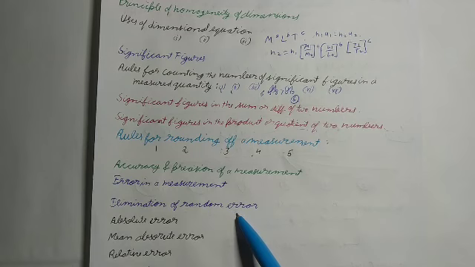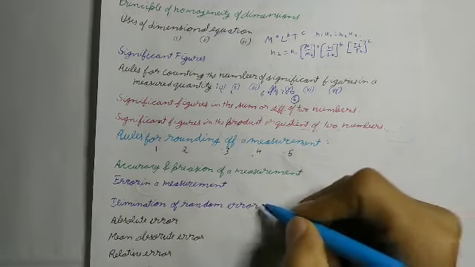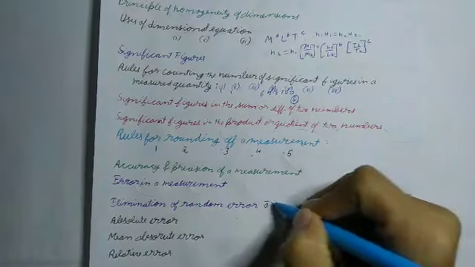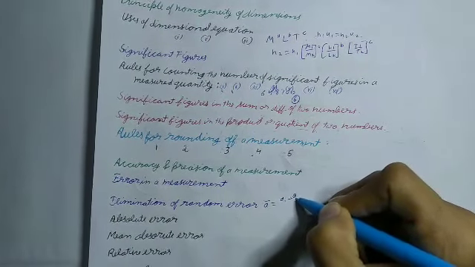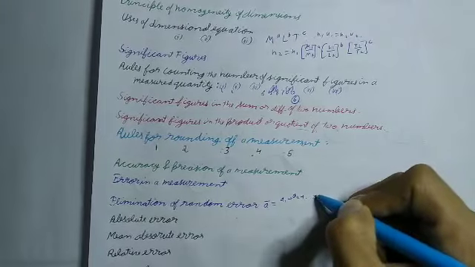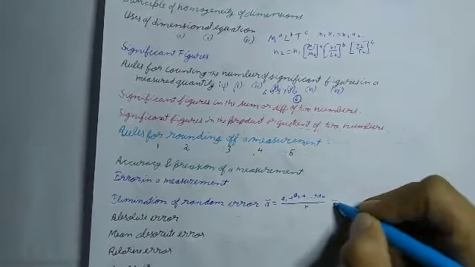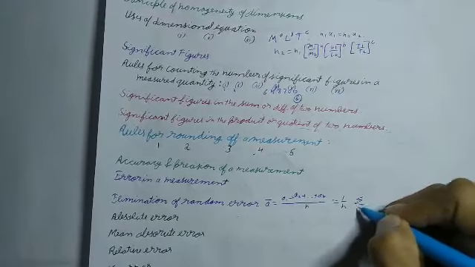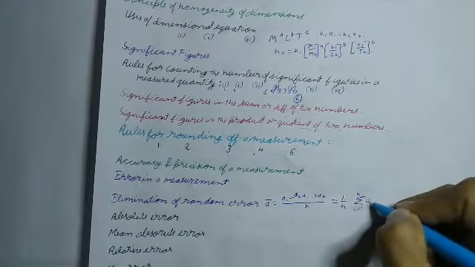Elimination of random error. The errors which occur irregularly and at random in magnitude and direction are called random errors. To eliminate the random errors, a large number of readings are taken and their arithmetic mean is taken as the true value. A mean is equal to a1 plus a2 plus up to an divided by n, which can be written as 1 upon n summation i equals 1 to n of ai.